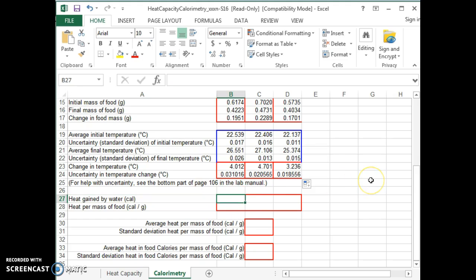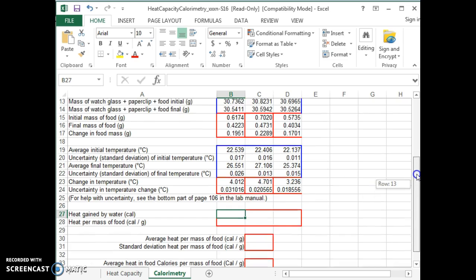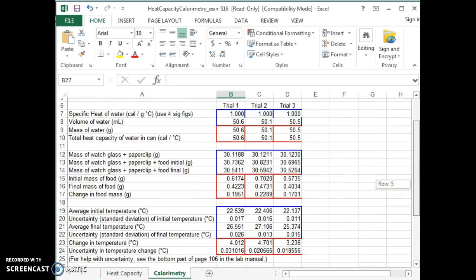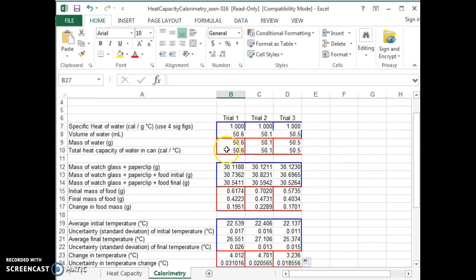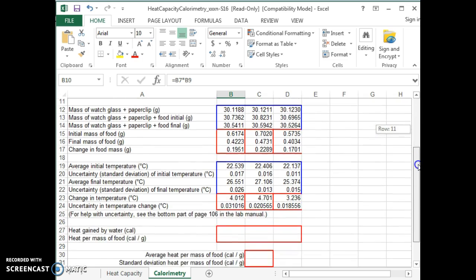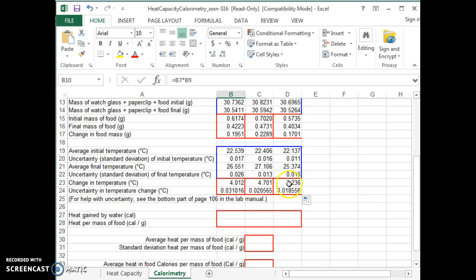Okay, so heat gained. You've done this in lecture. I know you have. It's heat equals mass times specific heat times change in temperature. Well, the interesting thing about this lab is that the mass times specific heat, we actually did that right here. Remember, we multiplied specific heat times mass. So we already have the first part up here, mass times specific heat. And then change in temperature is what you calculated here. So that's where we're going to be getting the numbers from.